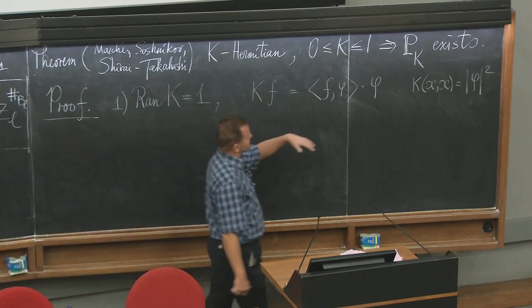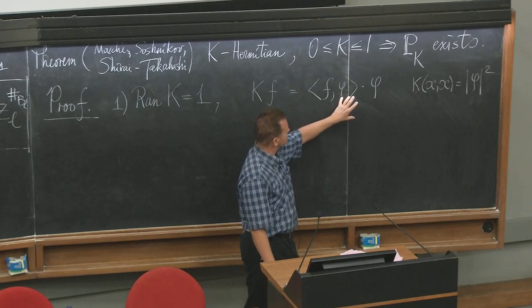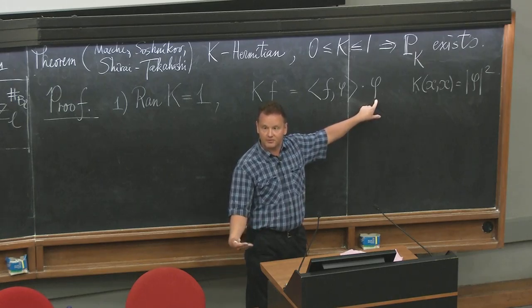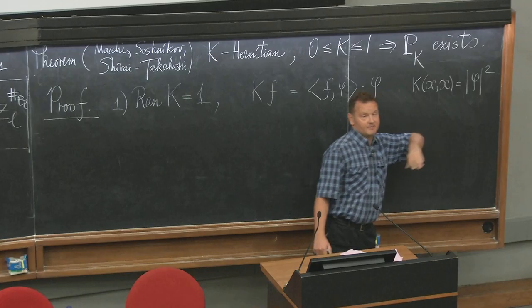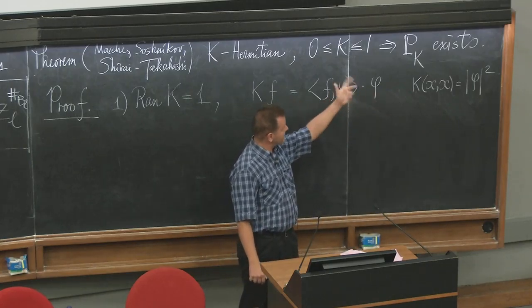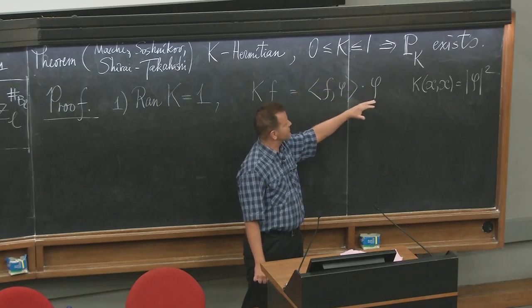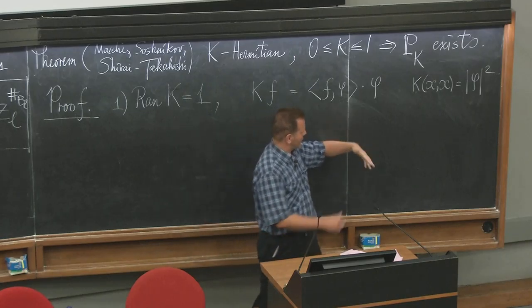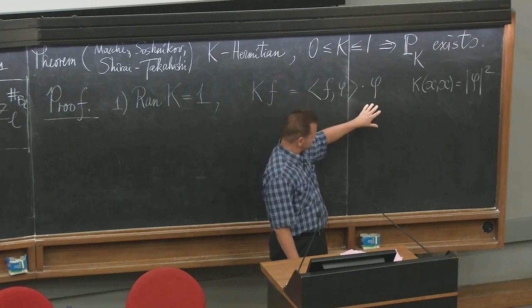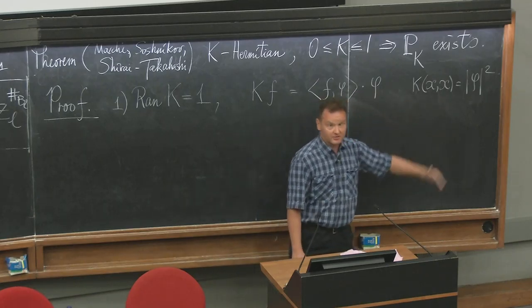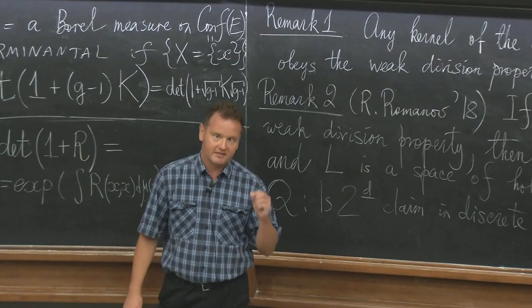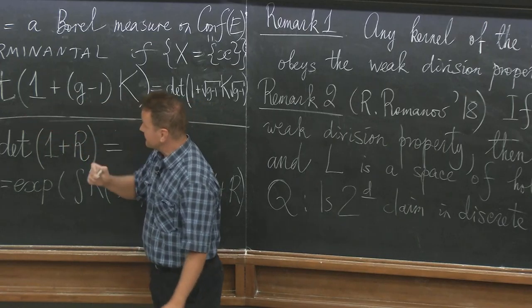Already here, let me make an observation which will be important in what follows: observe that the function phi does not have a meaning in terms of point process. So the square of the function phi has a meaning, but the function phi itself doesn't. In fact, if I change function phi, if I multiply it by some function of unit norm, a function taking values in the unit circle, then the process will not change. So a kernel uniquely defines a process, but the process does not uniquely define a kernel.